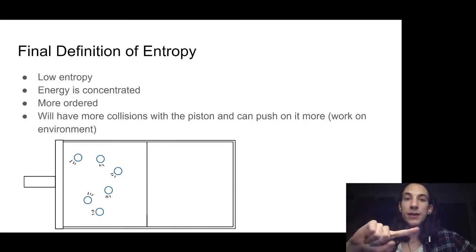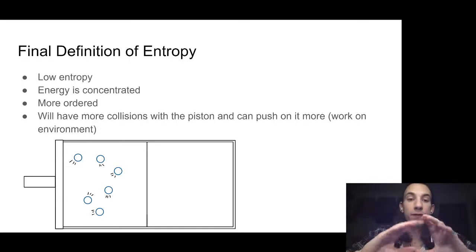Number one, the energy is more concentrated. The energy is more focused in one location. It's not spread out between that whole entire chamber. It's more focused in just one side of it. The energy is more concentrated, which means that we have a lower entropy.